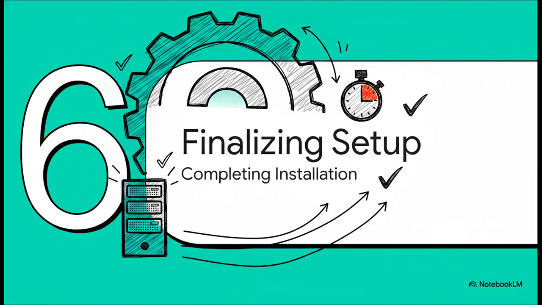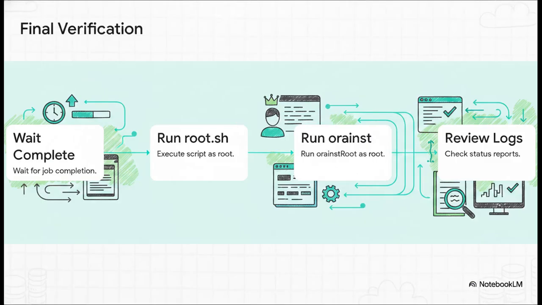And finally, Section 6, finalizing your installation. In just minutes, the automated heavy lifting finishes, and we arrive at the final verification steps. Once that automated console job successfully reports completed, your part is incredibly straightforward. Simply log in as the root user, or use sudo, and run your two standard scripts, root.sh and orainstRoot.sh. This finalizes the system permissions. After that, you can check the beautifully generated HTML or text status logs in your staging directory to review the complete summary report.